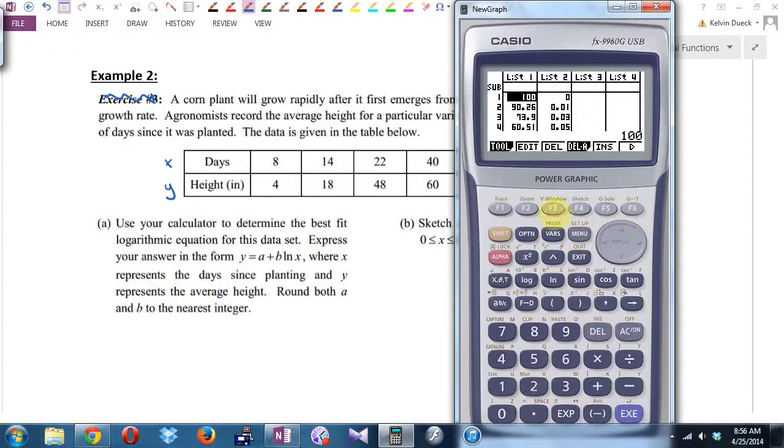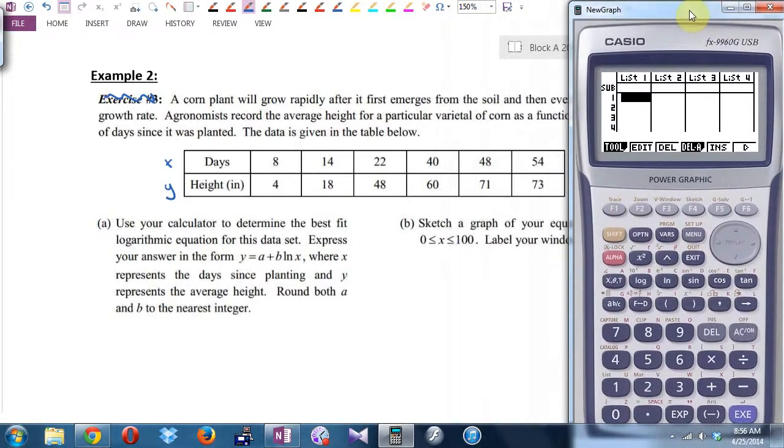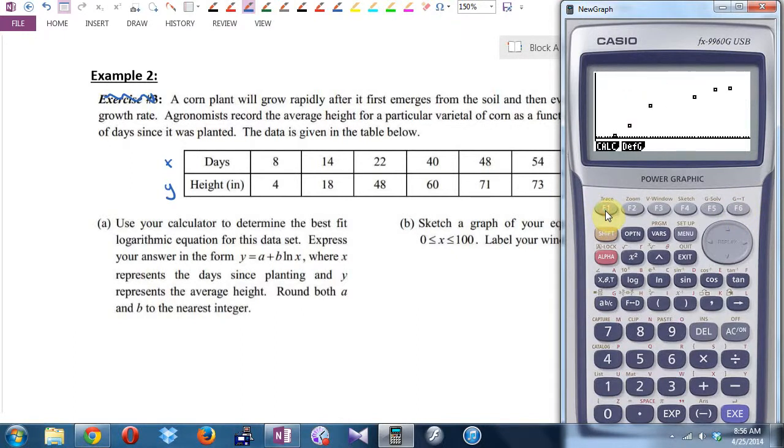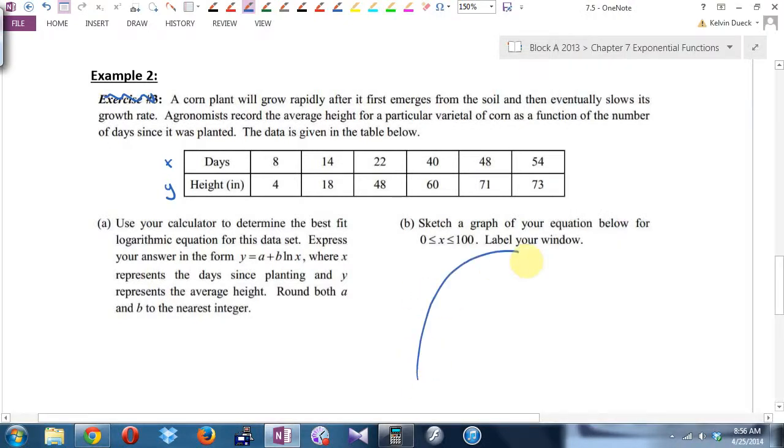Stat, delete all. So I'm going to move this over a little bit so I can see all the data. There it is. 8, 14, 22, 4, 18. Whoop, 732. That'd be big corn. Got the data entered in. Let's do a quick graph. Yeah, that looks kind of like this type of a log graph. Again, not enough points, but use our imagination.